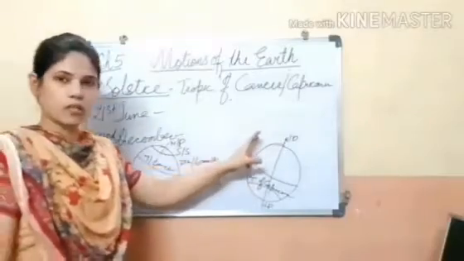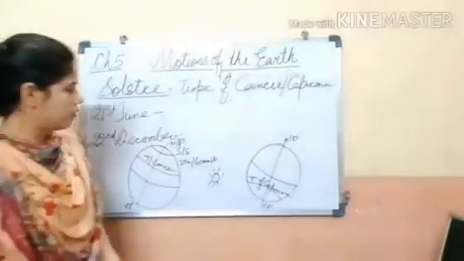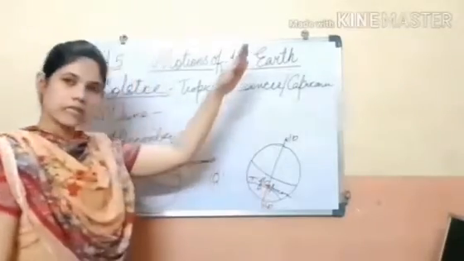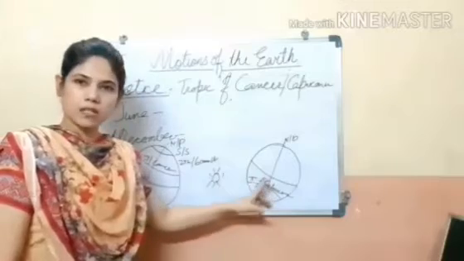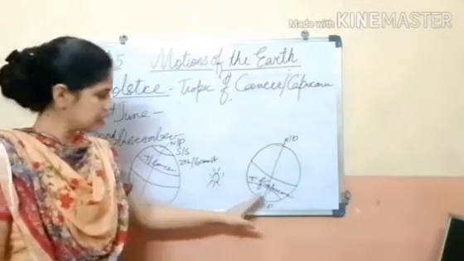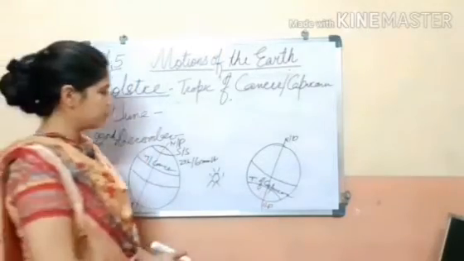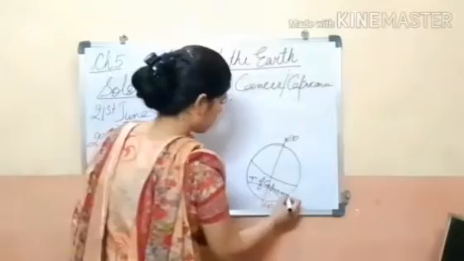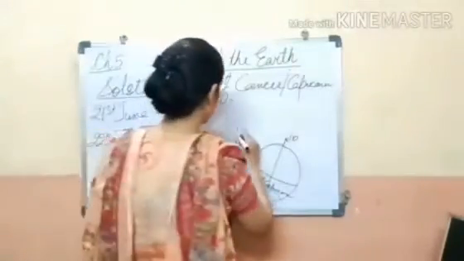The next is what we call the winter solstice. This occurs on 22nd December. On this day, since the Earth is tilted the other way, the lower part, the southern hemisphere, gets maximum sunlight. The sun's rays fall on the Tropic of Capricorn. So the southern hemisphere will have summer, whereas the northern hemisphere will experience the winter solstice.